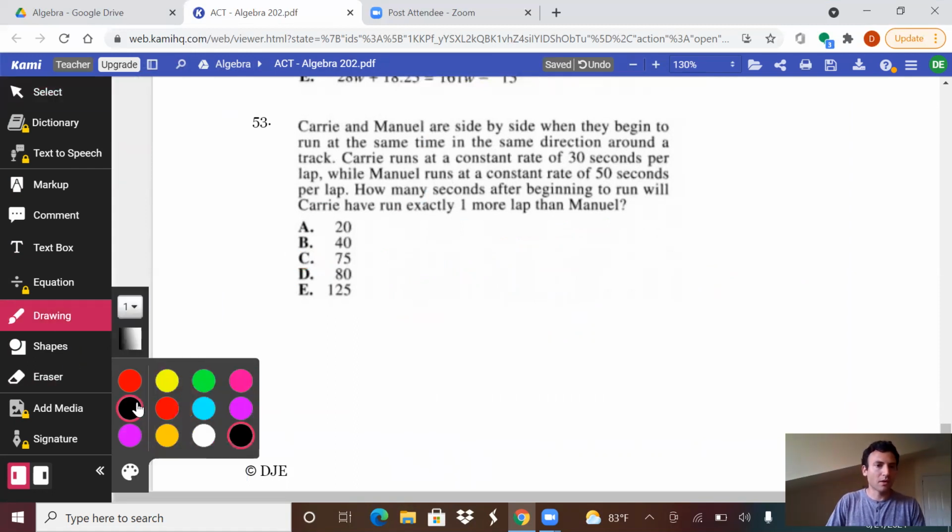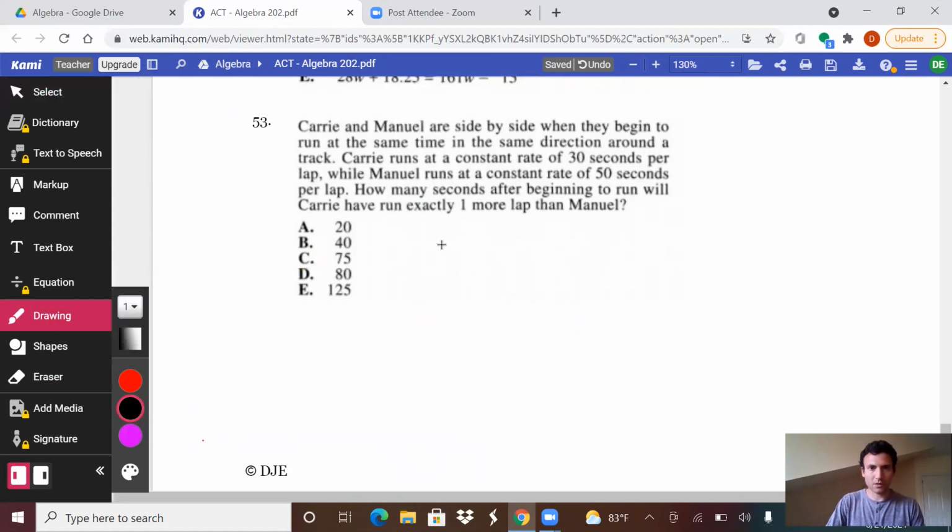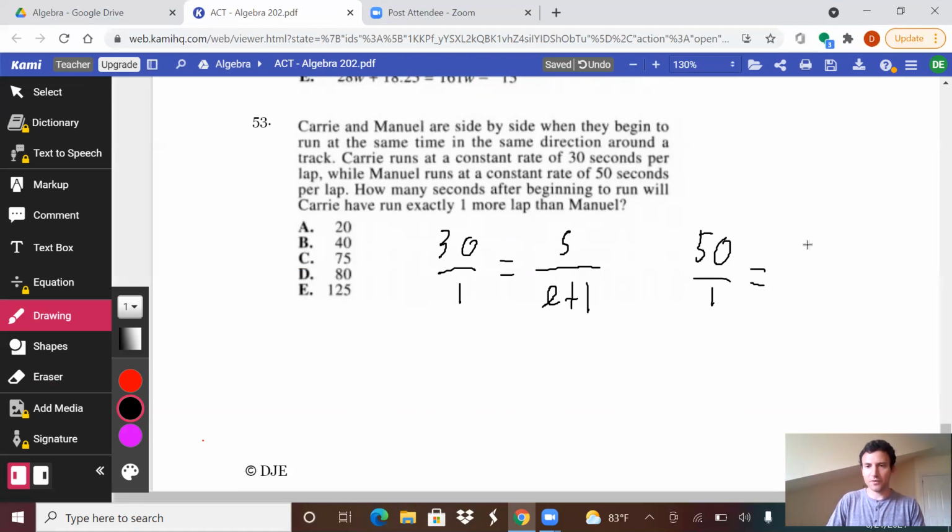Apologies for that. So to do this one algebraically, we're going to say Carrie runs at a rate of 30 seconds for one lap. And she is going to run a certain number of seconds, right? And that's going to get her a certain number of laps plus 1, because she runs one more than Manuel. Manuel is 50 seconds per lap. And we need to figure out how many seconds it's going to take Manuel to run L laps, one less than Carrie. So this gives us a system of equations where we're going to end up with 2 equations and 2 variables.